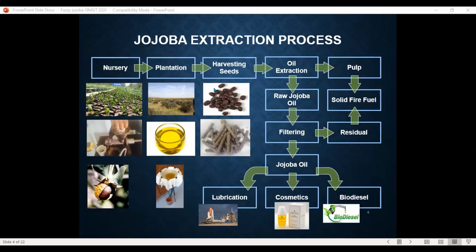We first have a nursery from the seeds. We grow up the fresh plants. Then plantation occurs, taking care of the female and male plants, and then after harvesting comes the oil extraction process. We use a mechanical extraction process here. The raw jojoba oil is then filtered, and the jojoba oil is going to be used for many purposes. It adds value to the economy of countries.